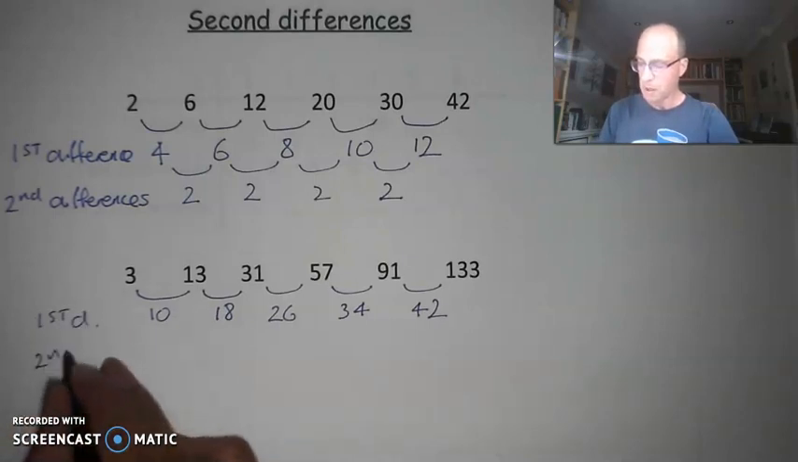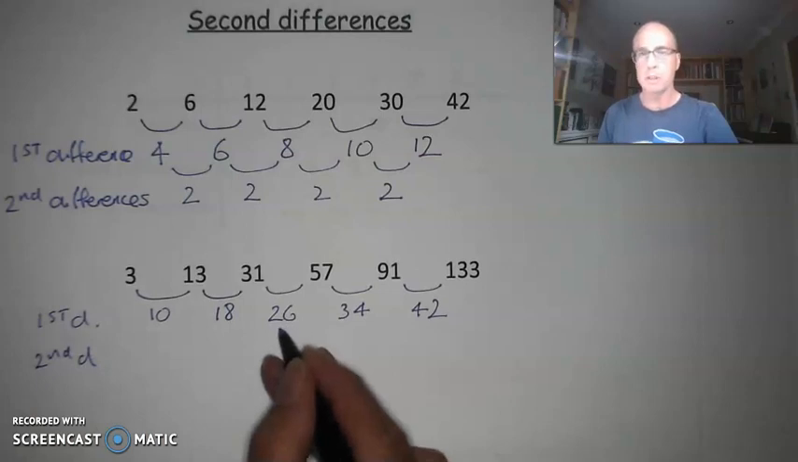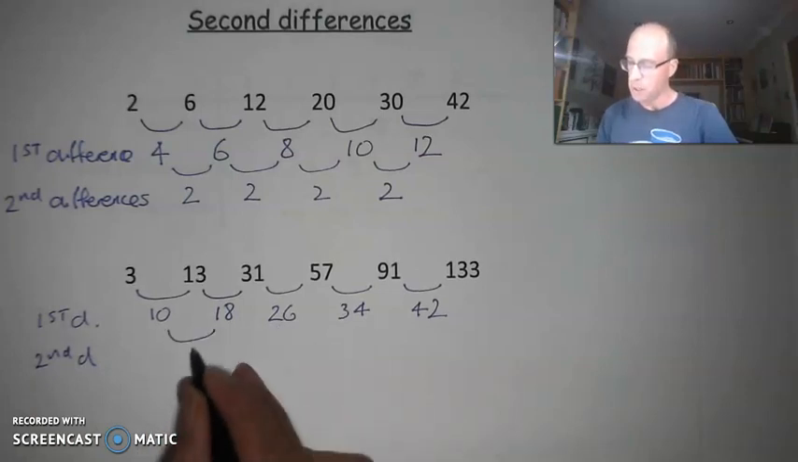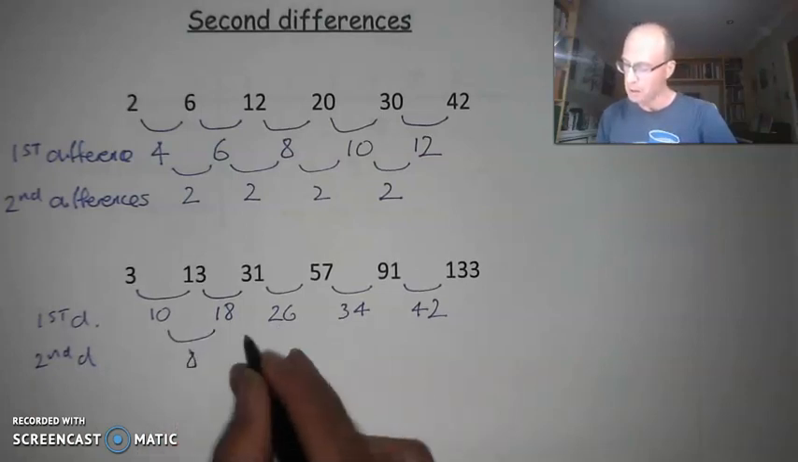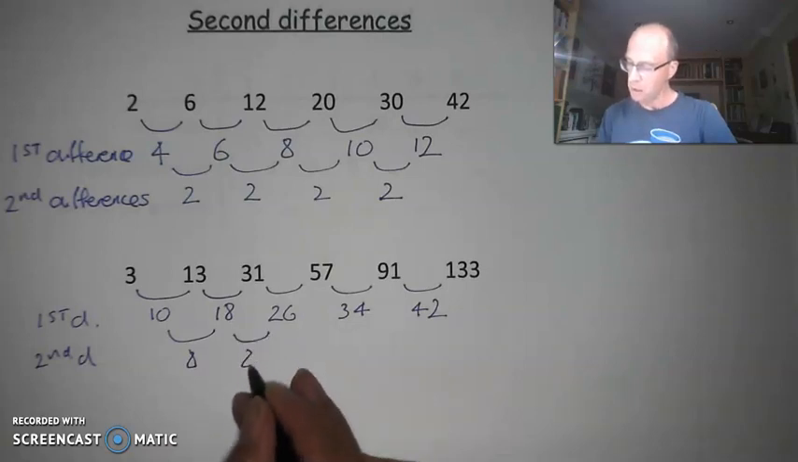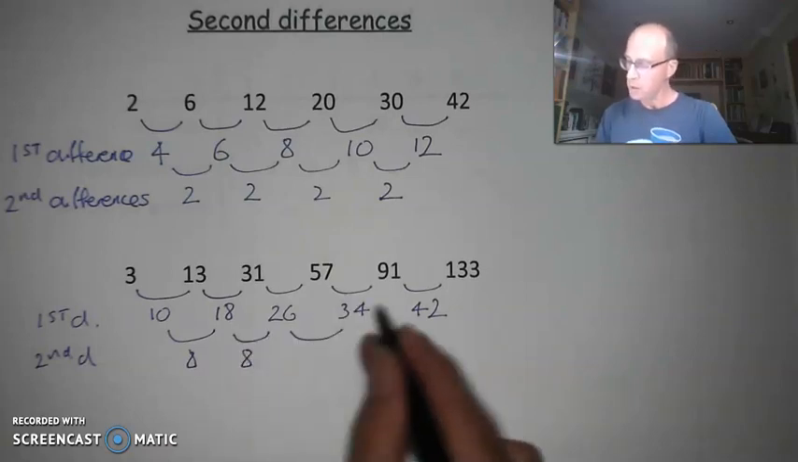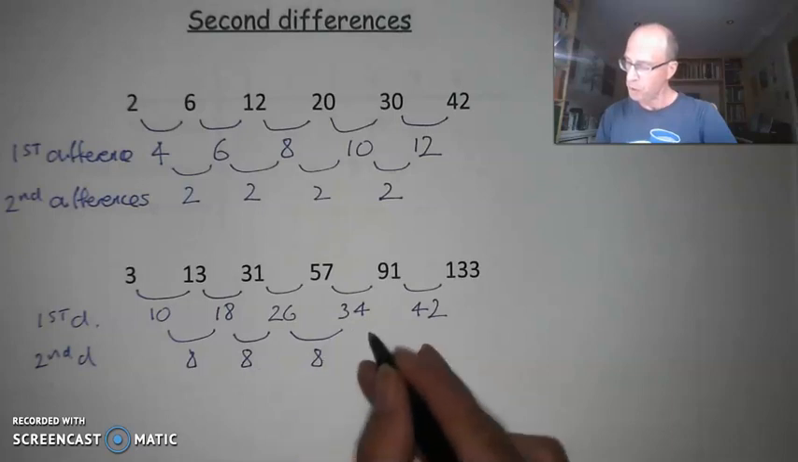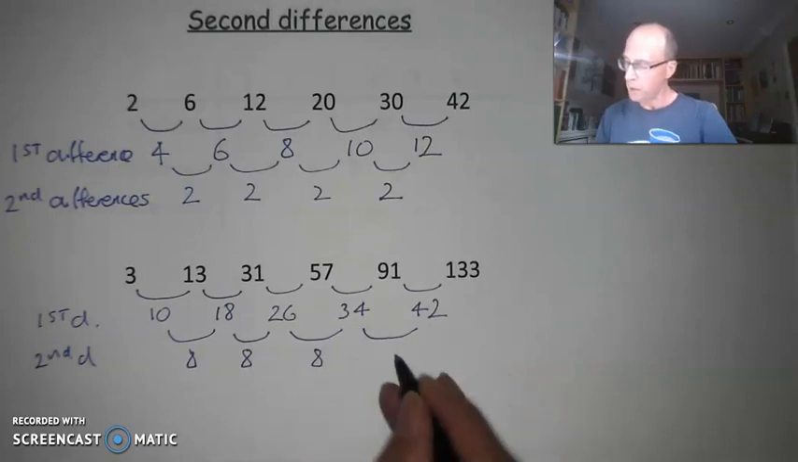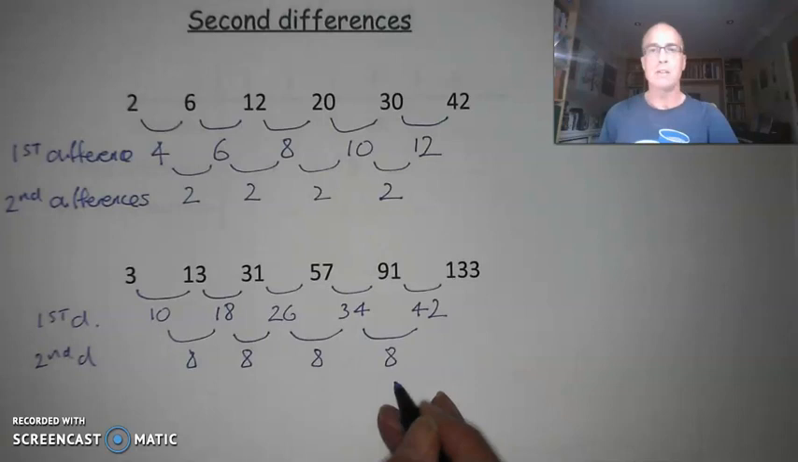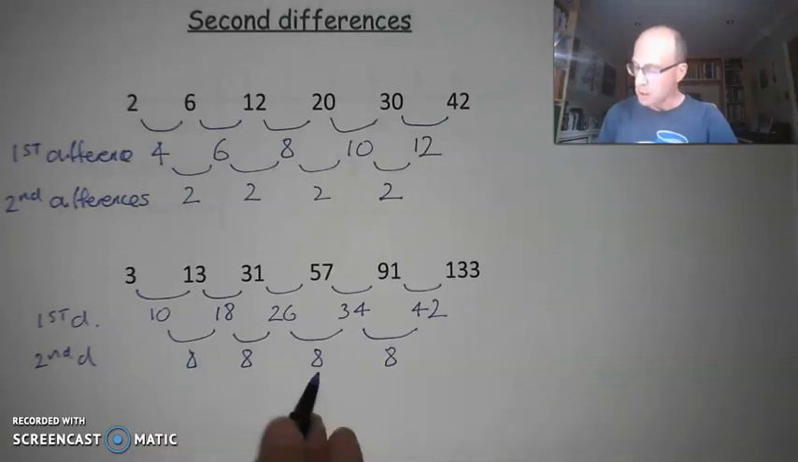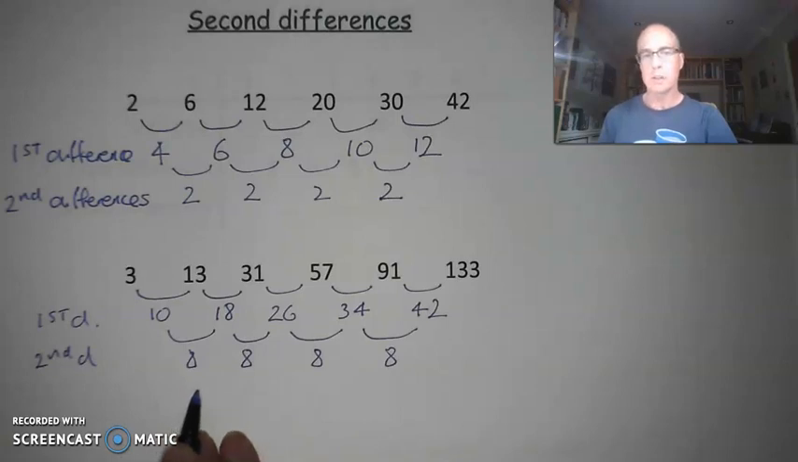My second differences, I will look at the differences between those. So the difference between 10 and 18 is 8. 18 and 26 is 8. 26 and 34 is also 8. And 34 and 42 is 8 as well. So those second differences all have the same value. They're all equal to 8. At that stage I know I must have a quadratic sequence.